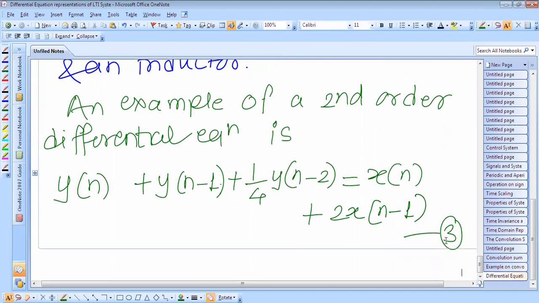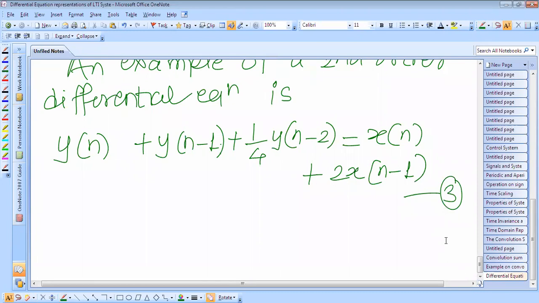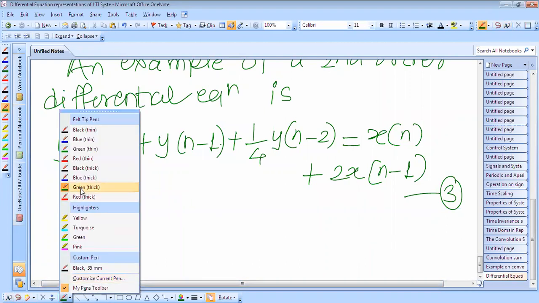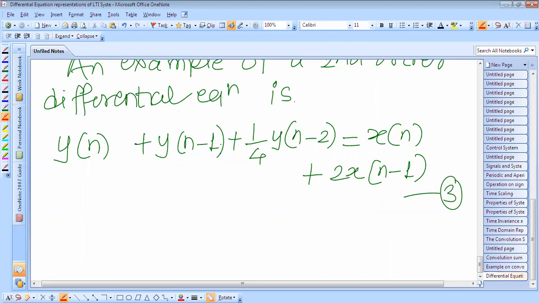So this is the second order difference equation. Why is this a second order equation? Because this involves the term 1 over 4 into y of n minus 2. So this y of n minus 2 implies a maximum memory of 2 in the system output. Hence the order here is 2.